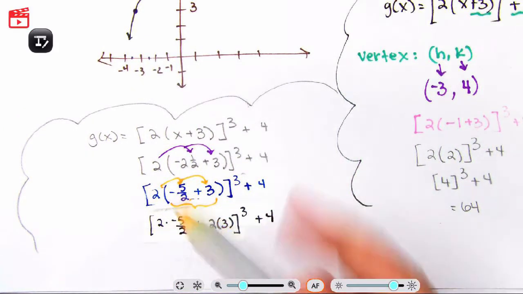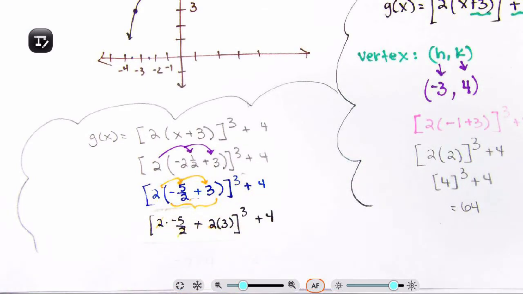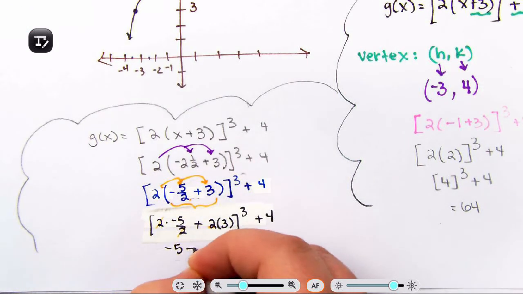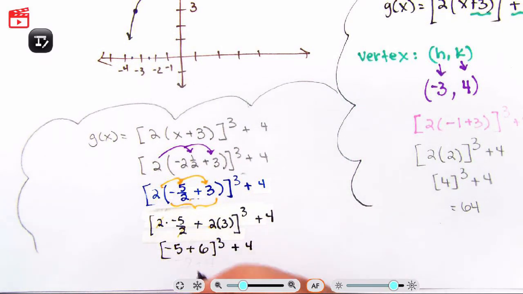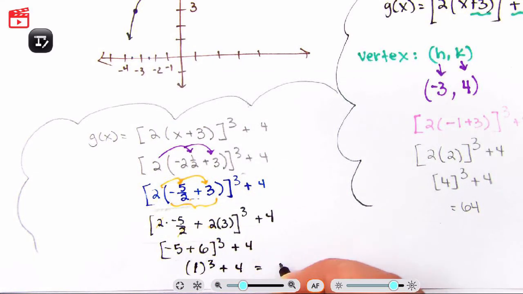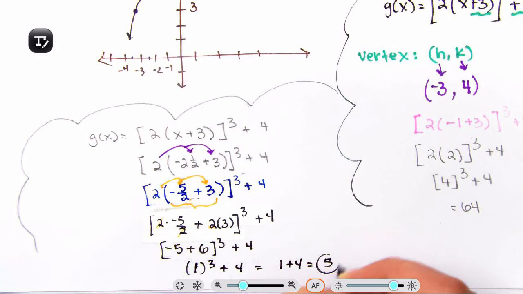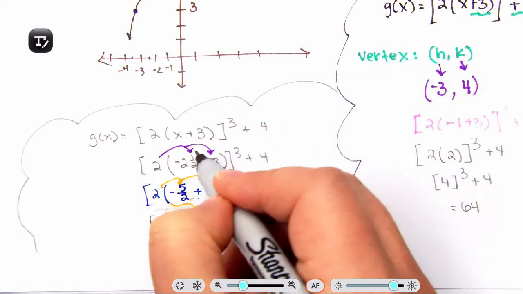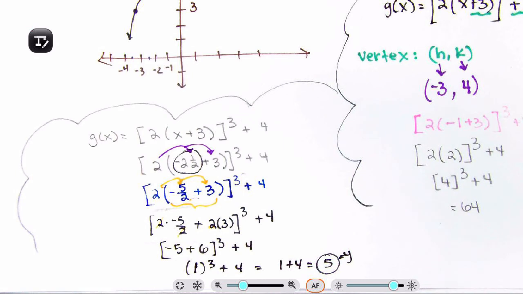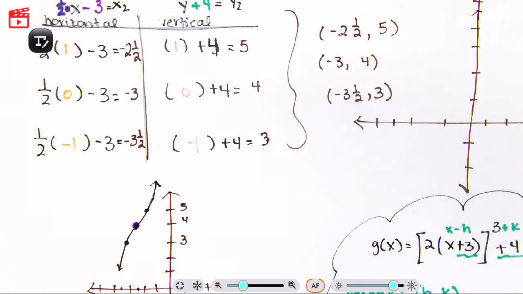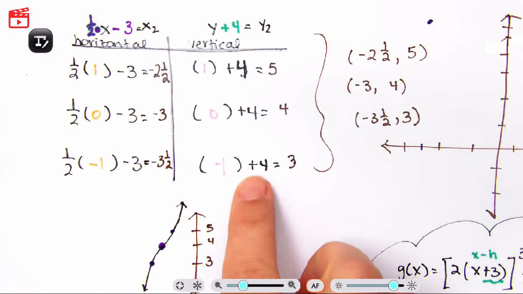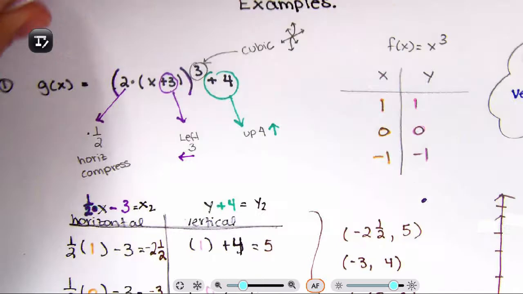Now I get to cancel out my 2's top and bottom. So I have negative 5 plus 6 cubed plus 4. This is 1 cubed plus 4, which means I have 1 plus 4, which is 5. This is my output, which is y. And what was my input? 2 and 1/2. Notice how this is becoming a little bit more difficult than simply translating and creating your change this way. All right, let's go ahead and do one other function.